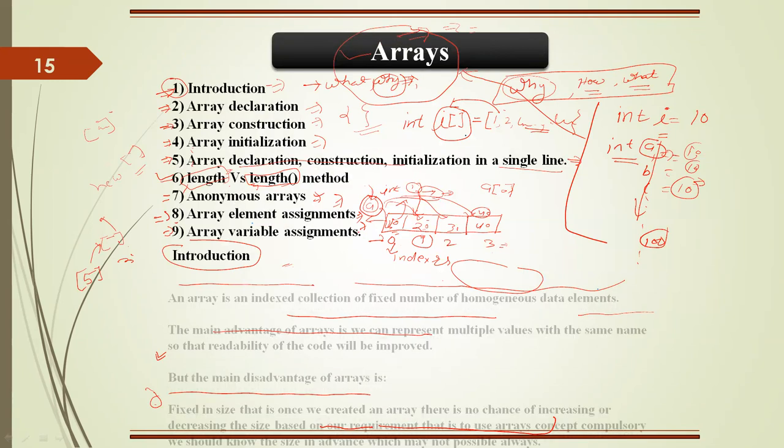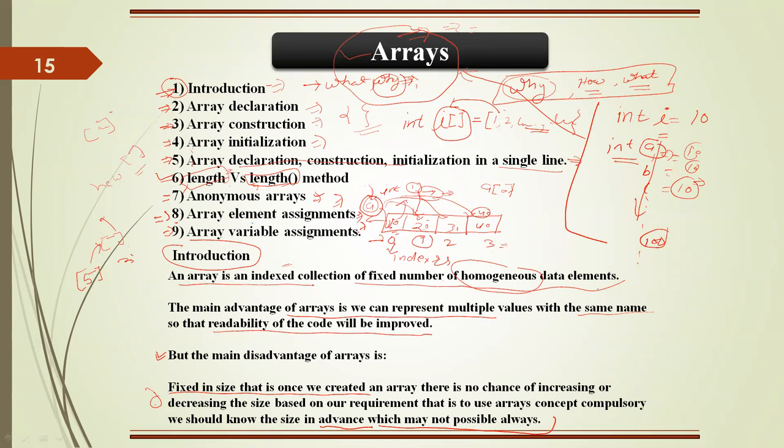So now the concept is array, very, very important from an interview point of view. We have learned this concept: introduction, array declaration, construction, initialization, like this. So introduction: an array is an index-based collection of a fixed number of homogeneous data elements. What is an array? An array is an index-based collection. You can use a fixed number of homogeneous data elements. We cannot dynamically increase that array. So this is the main thing. The main advantage of an array is that we can represent multiple values with the same variable, and readability will increase.